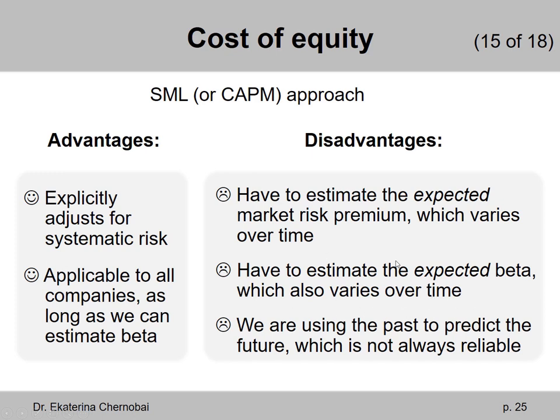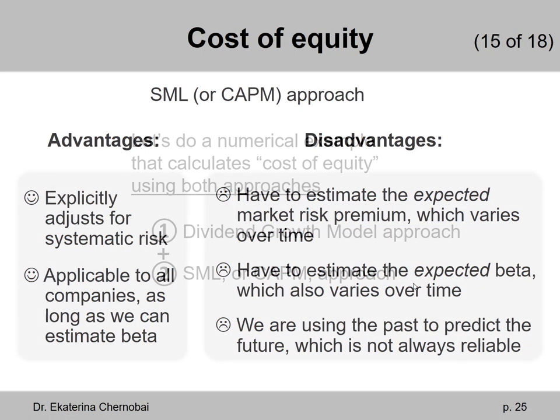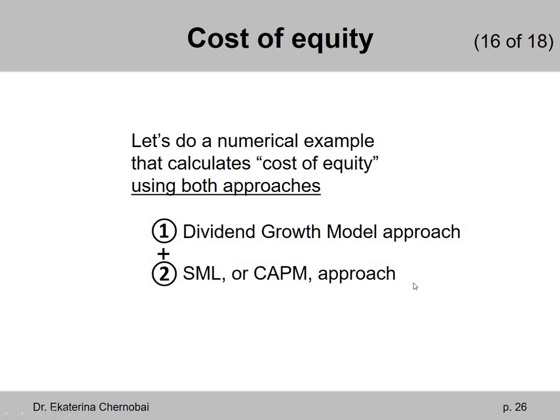To estimate what may happen in the future, we typically use past information to predict the future. That may not always be accurate, because a lot of things will change between today, when we are making our estimates, and some point of time in the future. So how do you know which approach to use, the dividend growth model approach or the SML or CAPM approach?